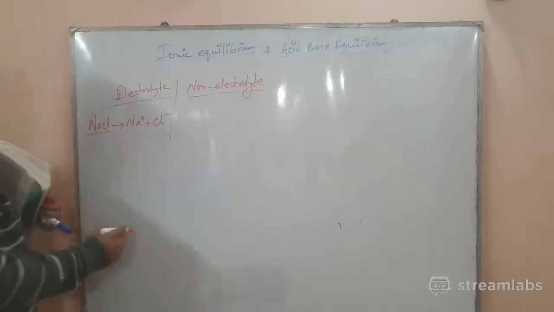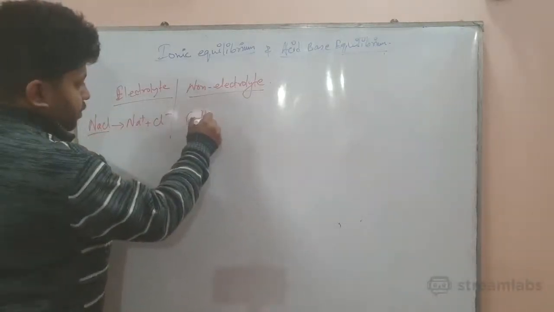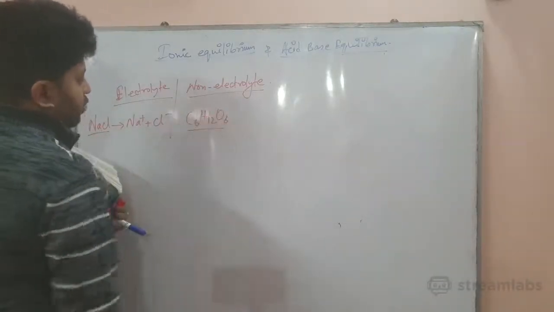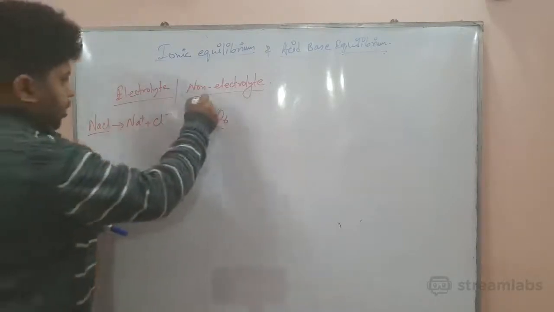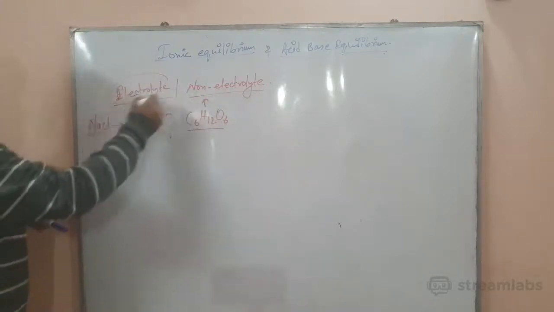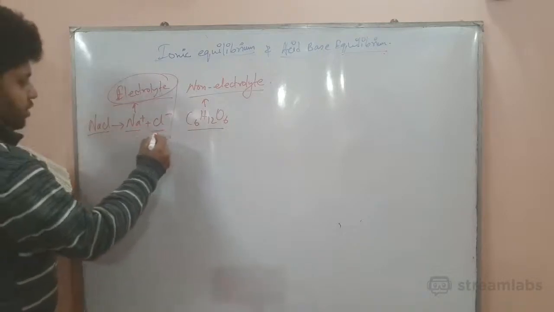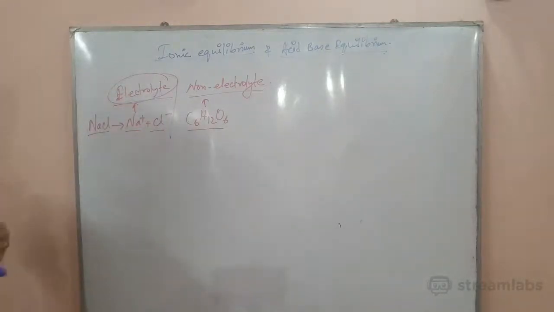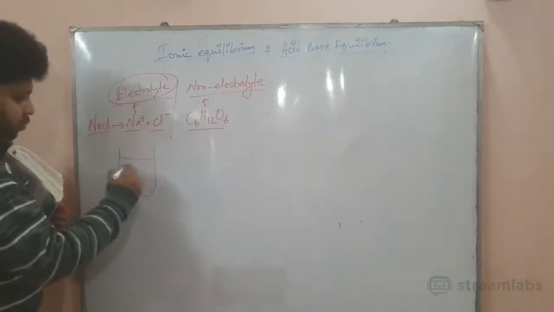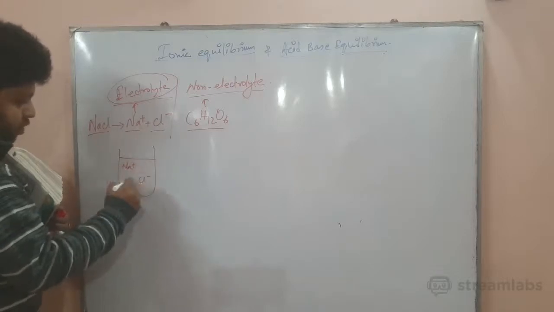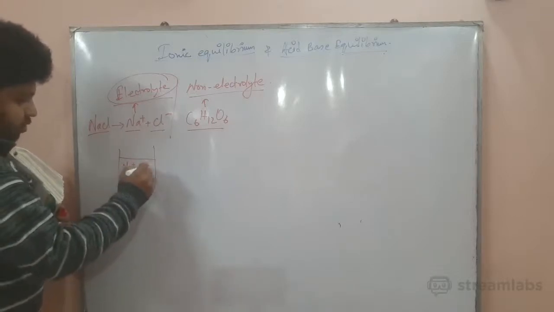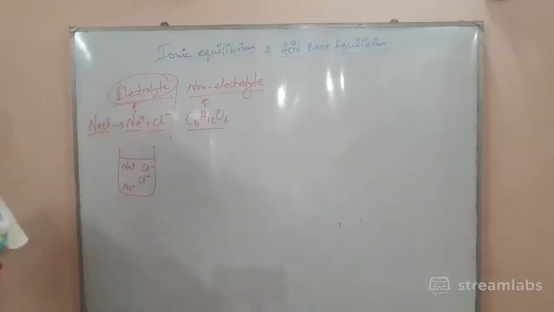On the contrary, if you put C6H12O6 glucose in water, it will not break down into its ions, so it is a non-electrolyte. And because inside an electrolyte the Na plus and Cl minus are broken down and are mobile or free to move around in the solution, the solution has the capacity to conduct electric current.